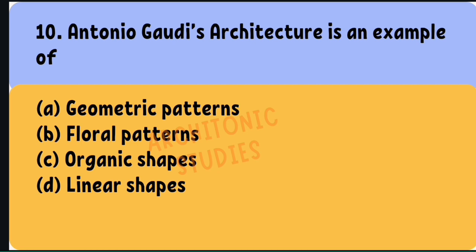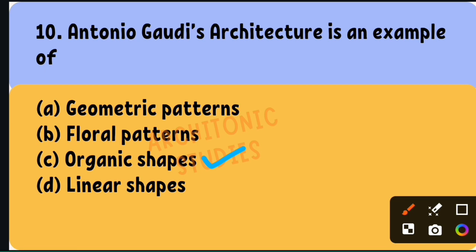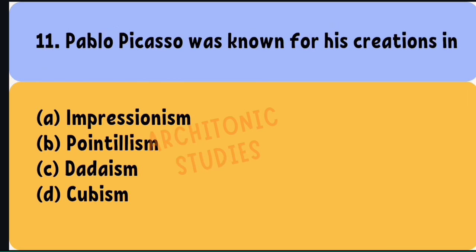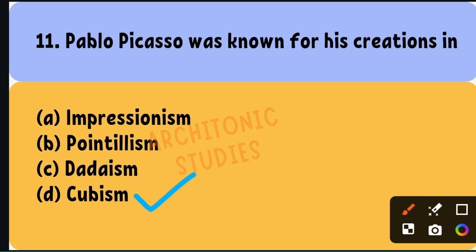Antonio Gaudi's architecture is an example of: geometric pattern, floral pattern, organic shapes, and linear shapes. And the answer is the organic shapes. Next question. Pablo Picasso was known for his creations in: Impressionism, Pointillism, Dadaism, and Cubism. And the answer is the Cubism.